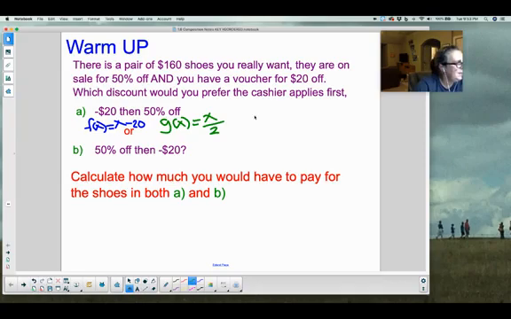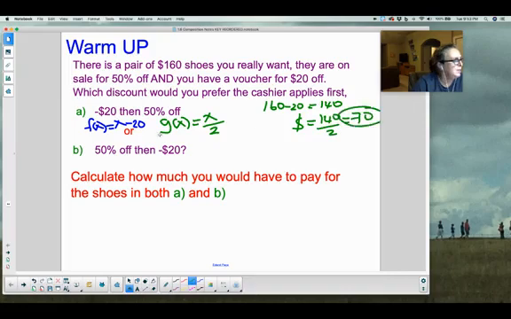If we take off the $20 first, then take 50% off that, we have $160, take $20 off, which gives us $140. Then we put the 50% off that, so the final amount we pay is $140 divided by 2, which is $70. So that's how much we pay in scenario A. We're paying $70.